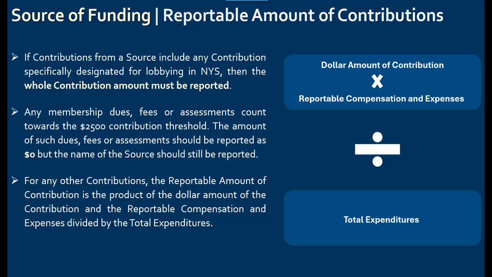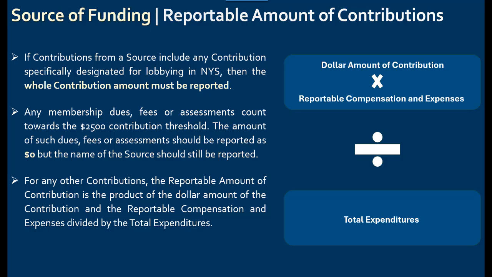Another key point to understand: if you receive membership dues, fees, or assessments, the dollar amount of those dues, fees, or assessments counts towards whether that particular source exceeds the $2,500 contribution threshold and must be disclosed as a source. But the amount of the dues, fees, or assessments is disclosed as $0. For example, if you receive $3,000 in membership dues from John Smith, you would disclose John Smith as one of your sources of funding, but the reportable amount of the contribution would be listed as $0.